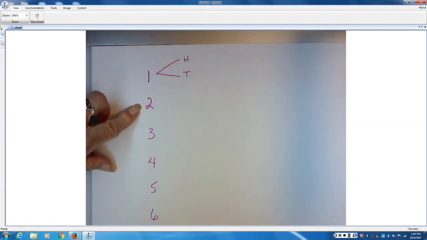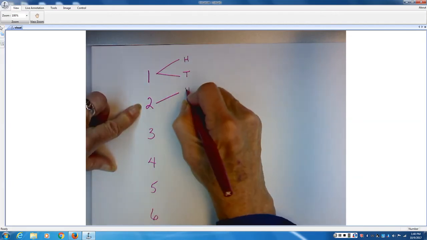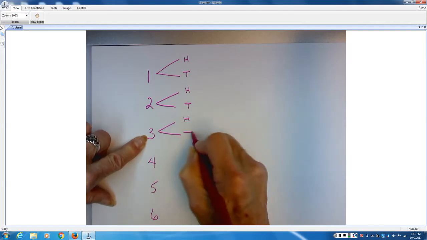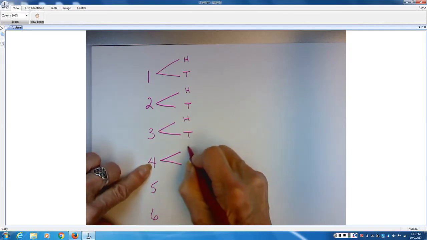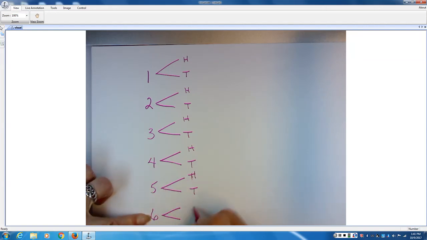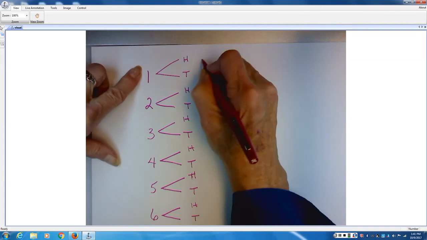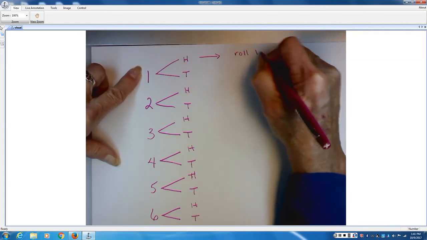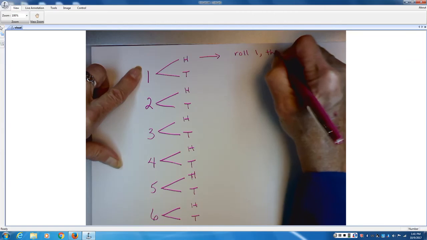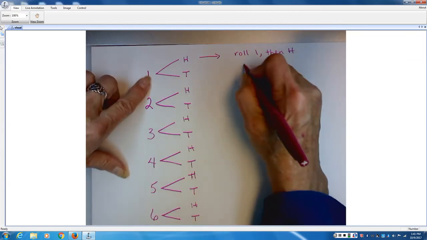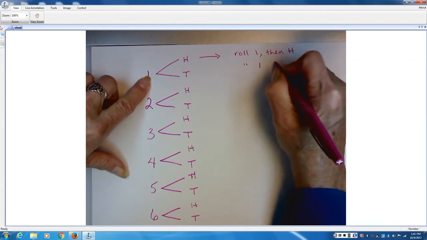What if I rolled a 2? What if I roll a 3? And the same thing with 4. And 5 and 6. So one of my outcomes would be that I would roll a 1, then a head. Or I could roll a 1, then a tail.